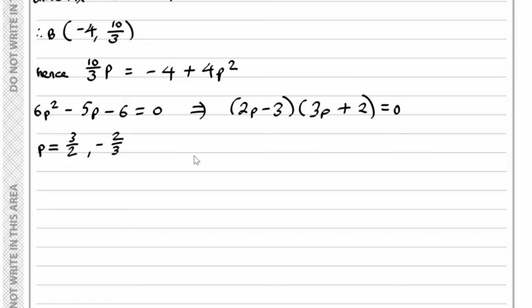Okay? And we know that p must be greater than 0, and therefore p is equal to 3 over 2. And knowing that p is equal to 3 over 2, we can conclude that our equation L is 3 over 2 y equals x plus 9.